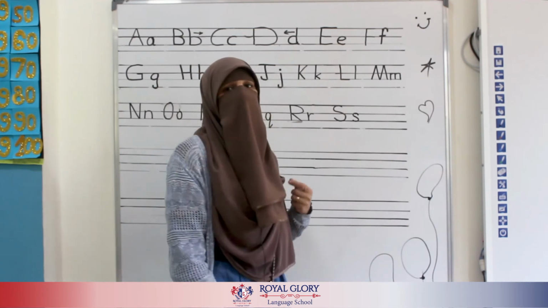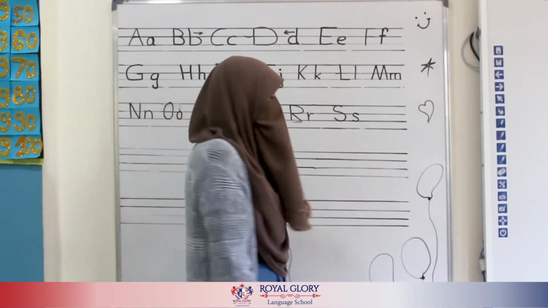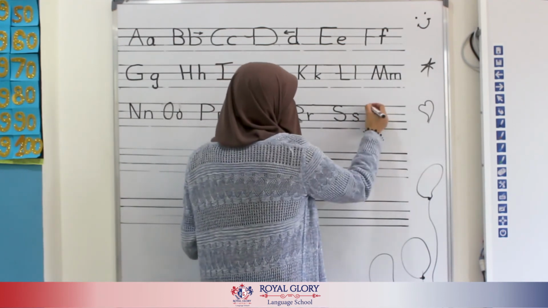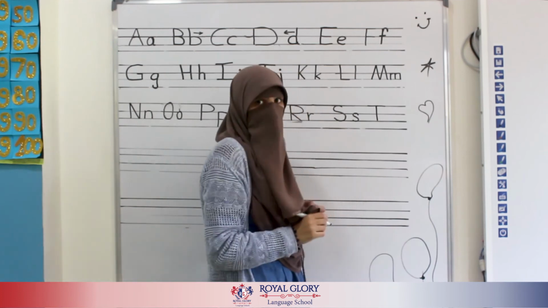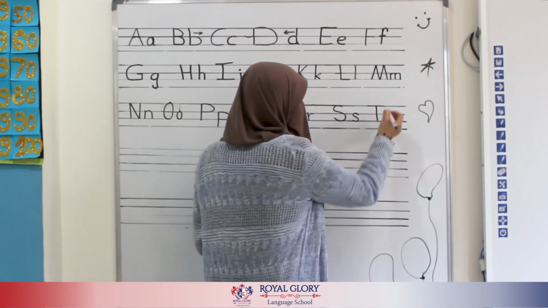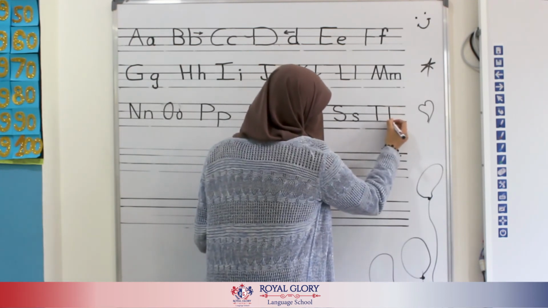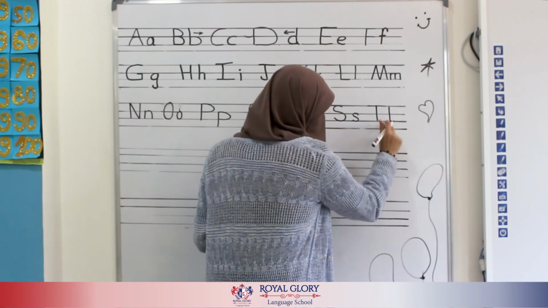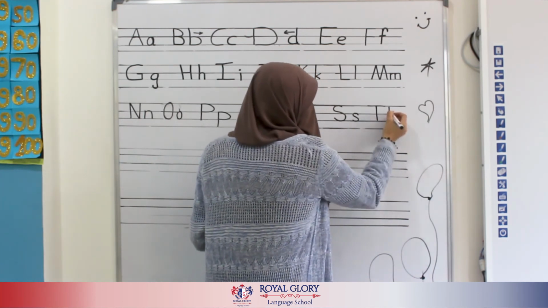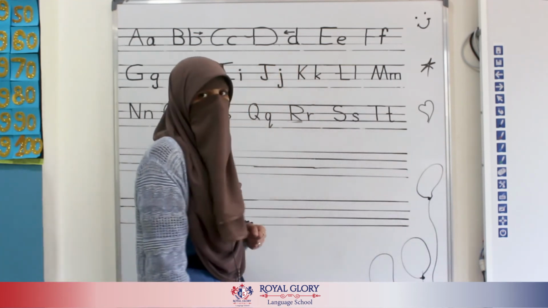Letter T. Its sound is T, T, like in table. How to write it? Standing line down and the sleeping line up. It's very simple. Okay. The lowercase: standing line down and a small sleeping line down, or a small curve, and a small sleeping line in the middle. Okay. T, T.